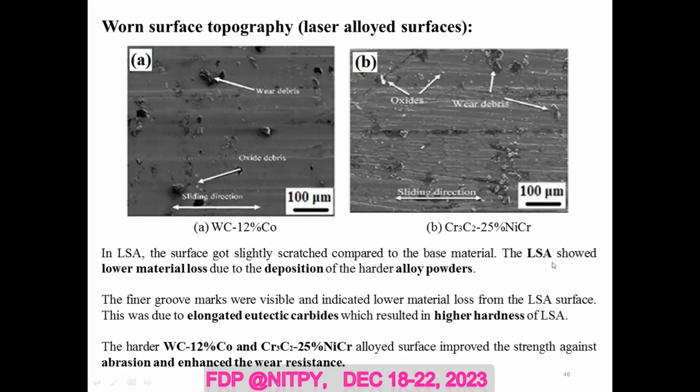The laser surface alloying showed very low material loss due to the deposition of the harder alloy powders. And also the finer groove marks were visible and indicated lower material loss from the laser surface alloyed specimens. This very low material loss is due to the elongated eutectic carbides, which resulted in higher hardness of the laser alloyed specimens. In this, the harder tungsten carbide with 12% cobalt and chromium carbide 25% nickel chromium alloyed surfaces improved the strength against abrasion and enhanced the wear resistance.